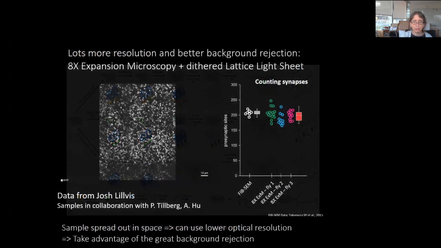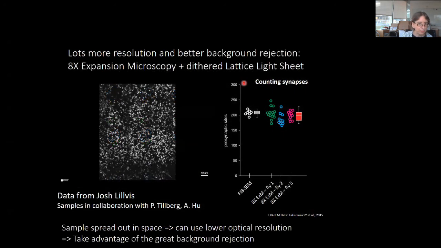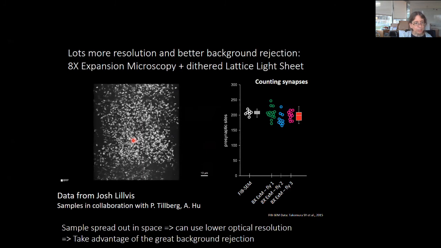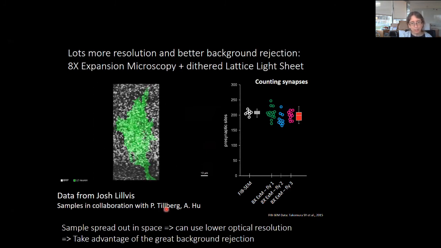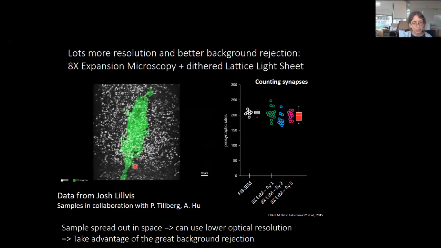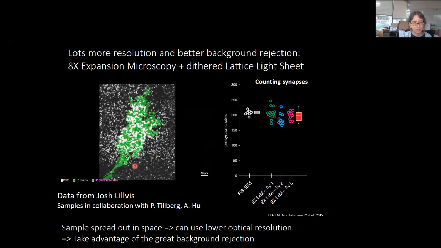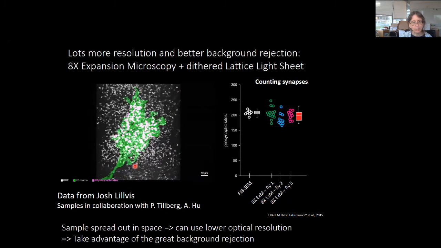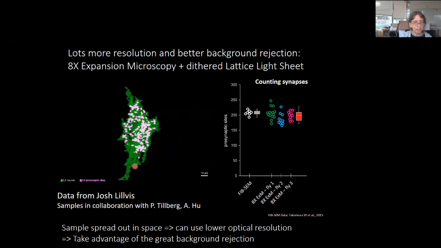The actual samples that we're looking at are a little bit more complicated because they required multiple rounds of that to work properly. But this is data from Josh Lilbus, working with Paul here at Janelia. And this is actually looking at the same place in the fly brain, because we had established that L2 was a really good reference place to look and count synapses.